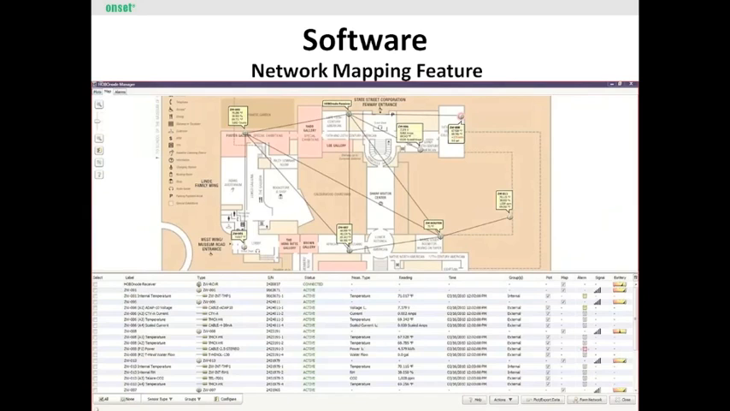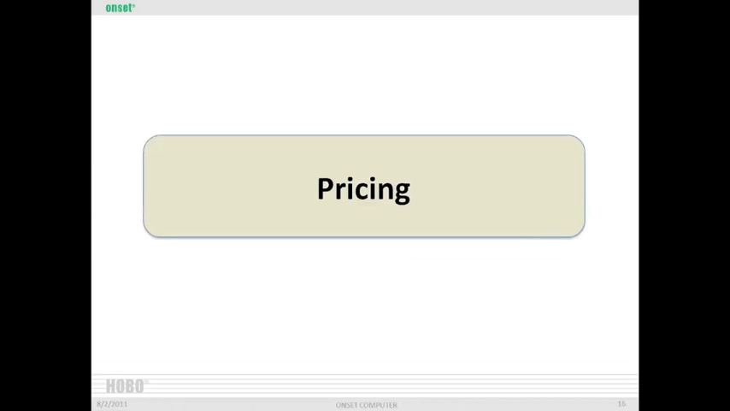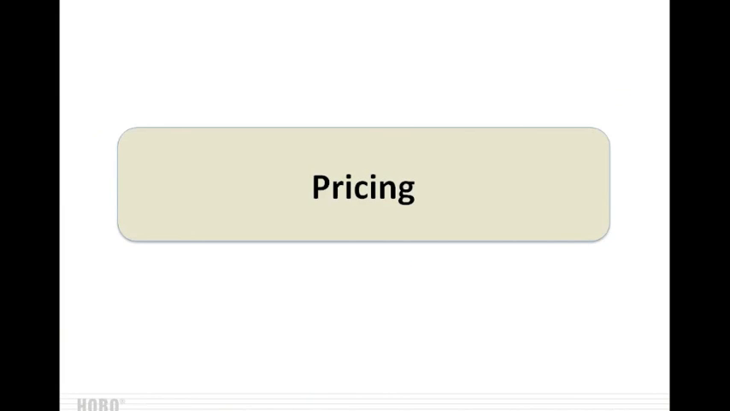Again, this is a little more complicated view in terms of a larger network. If we have some questions here afterwards, I have another network that I can bring up beyond just these 3 nodes that we can take a quick look at. And again, some of the alarming capabilities and the automated data delivery. So I'm going to turn this back over to Jessica now, and we'll take a look at some of the pricing information. Great. Thanks, Scott.